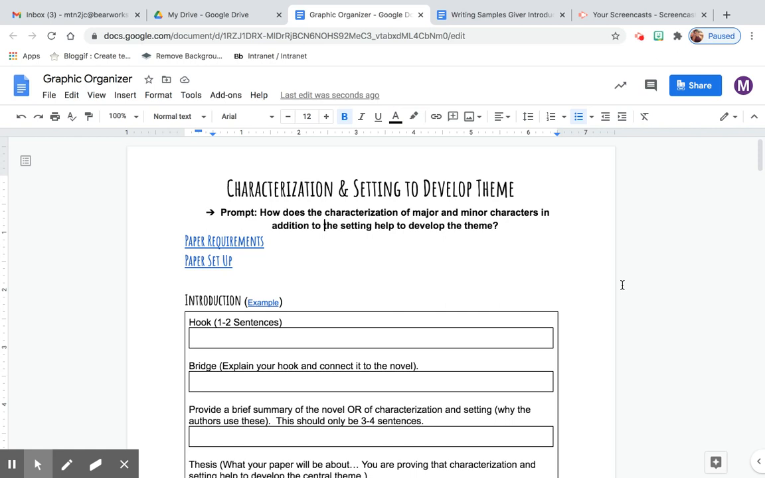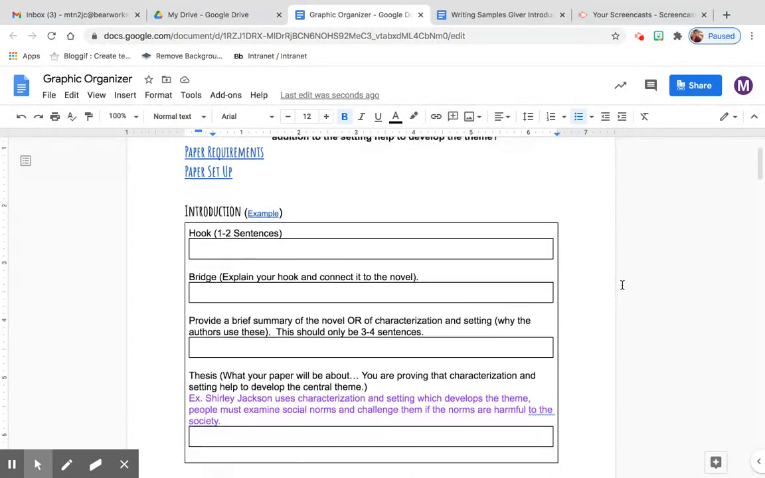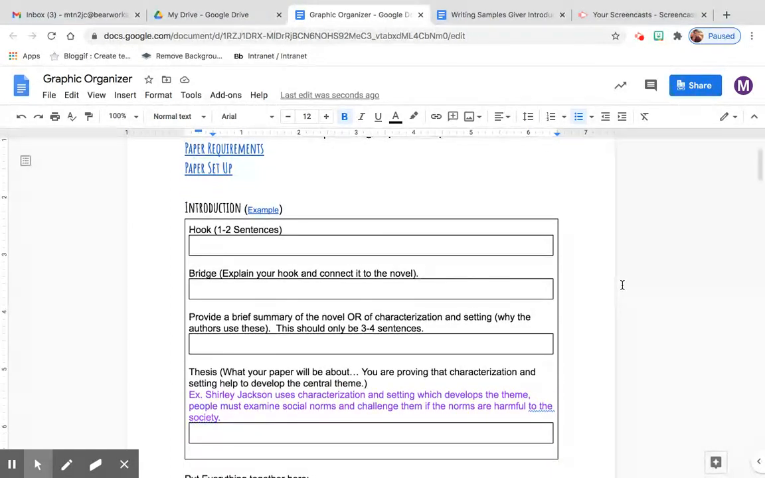So we're going to go ahead and look at how we are going to be formatting our characterization and setting analysis over The Giver. Okay, so you're going to obviously start out writing your introduction. You have your hook, your bridge, your summary, and then your thesis. Okay, same parts as last time in the same exact order. Same thing as last time.